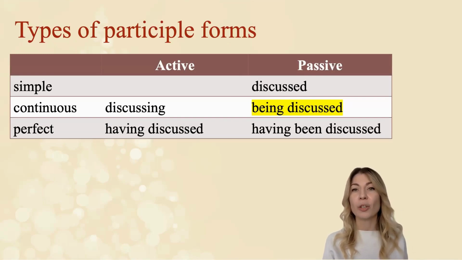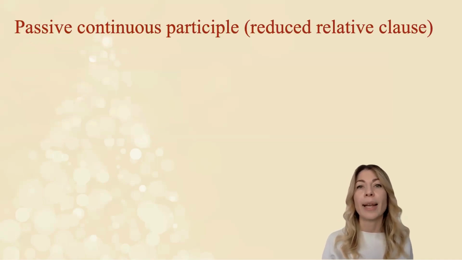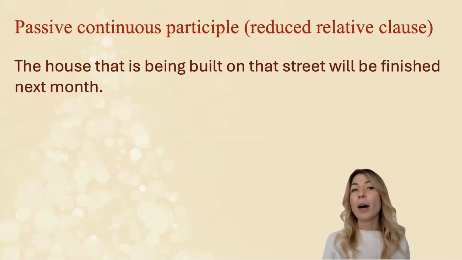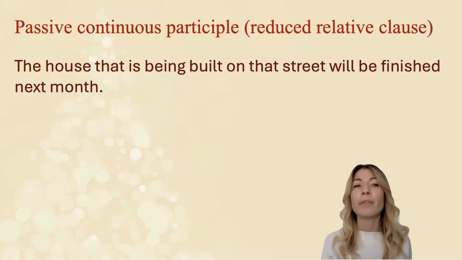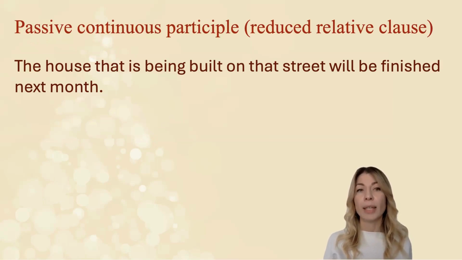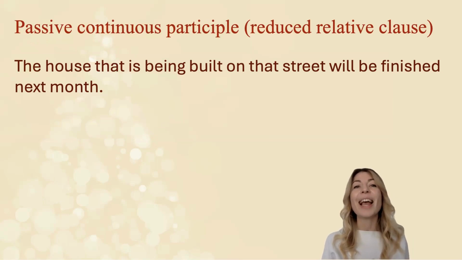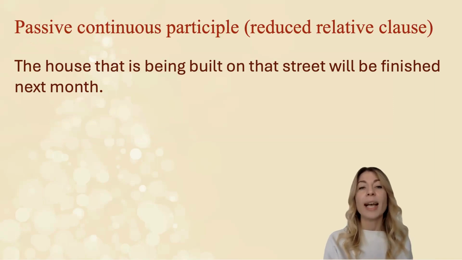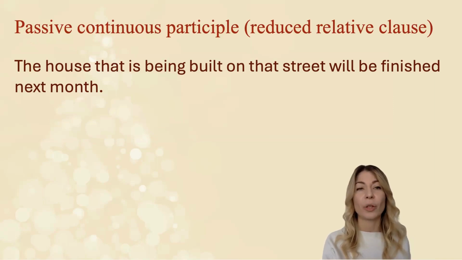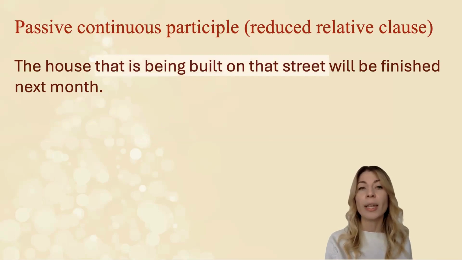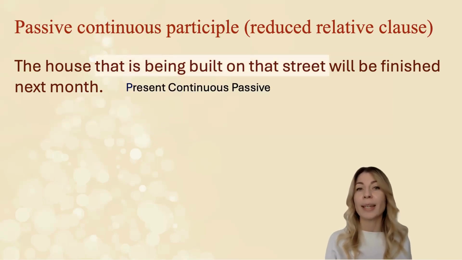You see, passive continuous form: being done, being discussed, being maybe repaired, etc. So let me show you an example. The house that is being built on that street will be finished next month. This sentence contains a relative clause, that is being built on that street. And this is a defining relative clause because we're not using any commas here. And you can see clearly that this part is in present continuous passive form, is being built.